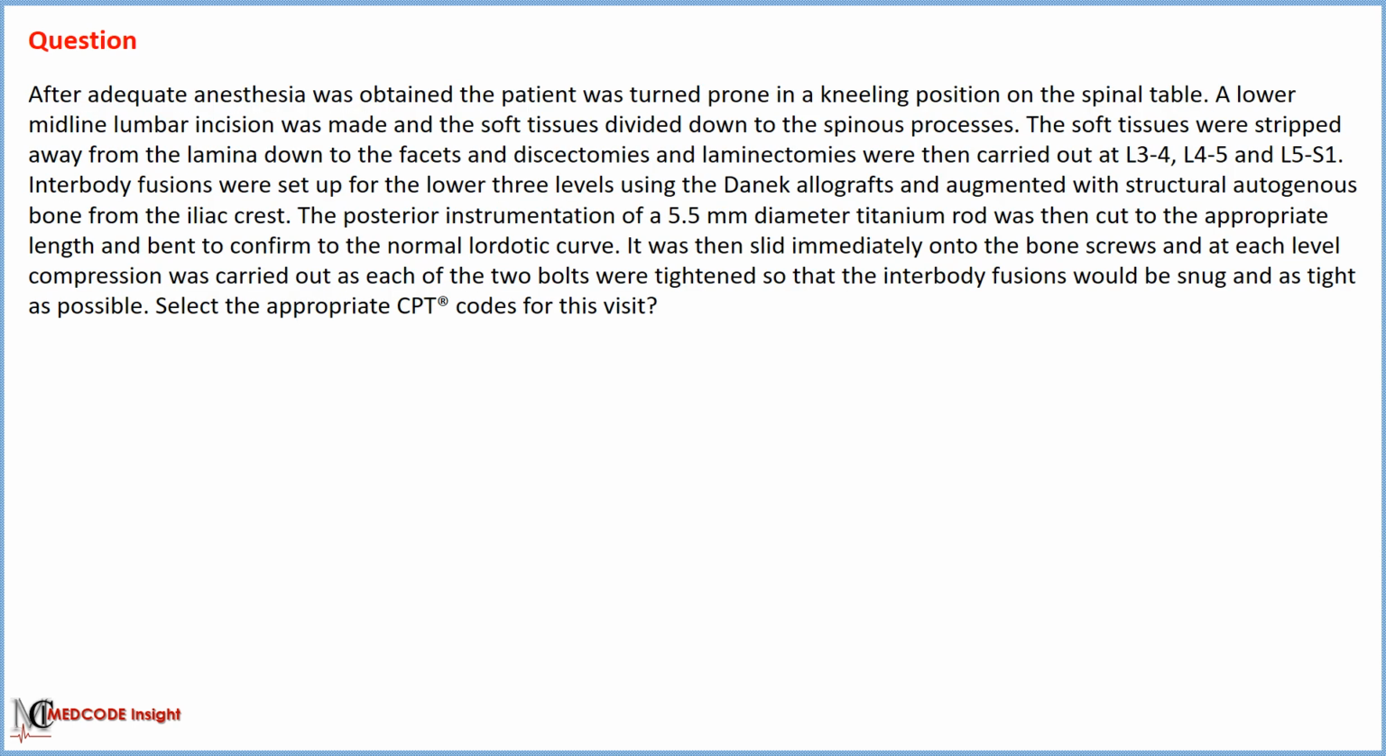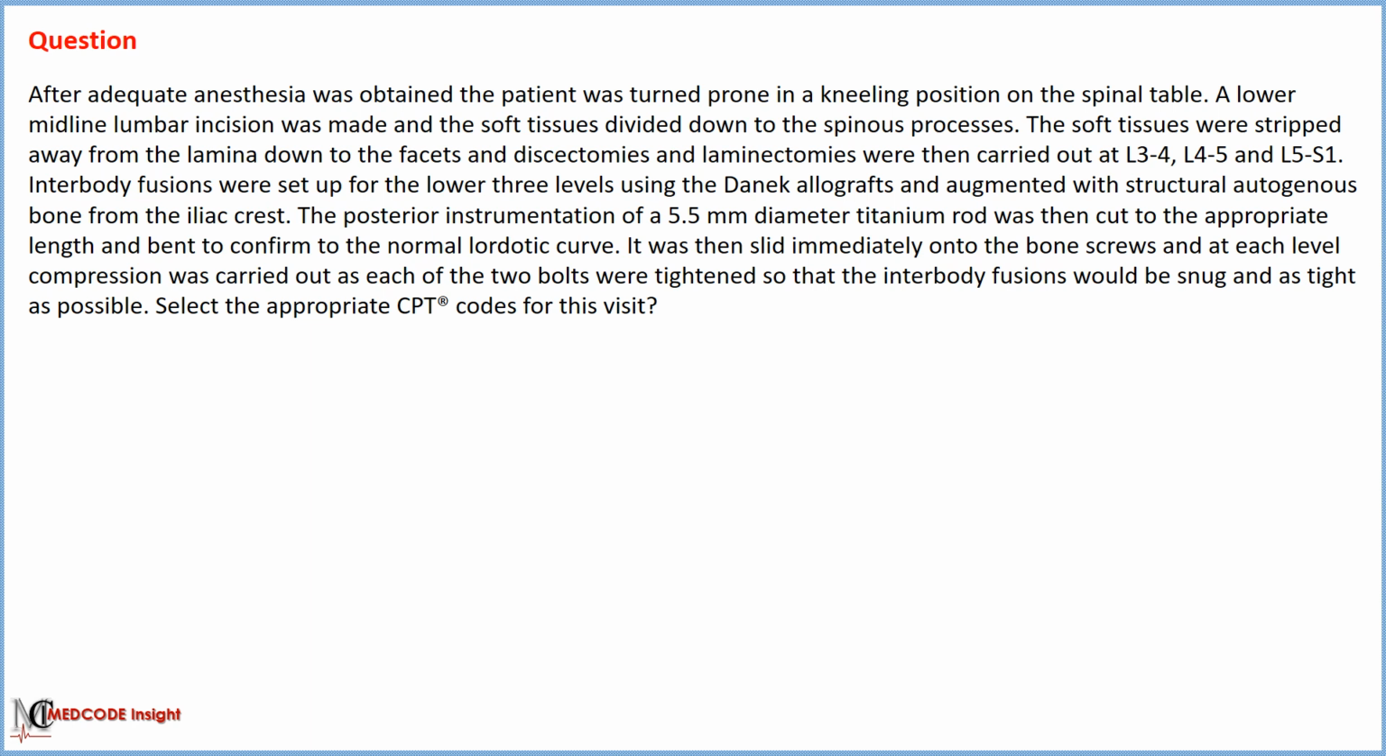After adequate anesthesia was obtained, the patient was turned prone in the kneeling position on the spinal table. A lower midline lumbar incision was made and the soft tissues divided down to the spinous processes. The soft tissues were stripped away from the lamina down to the facet, and discectomies and laminectomies were then carried out at L3 to L4, L4 to L5, and L5 to S1 level.